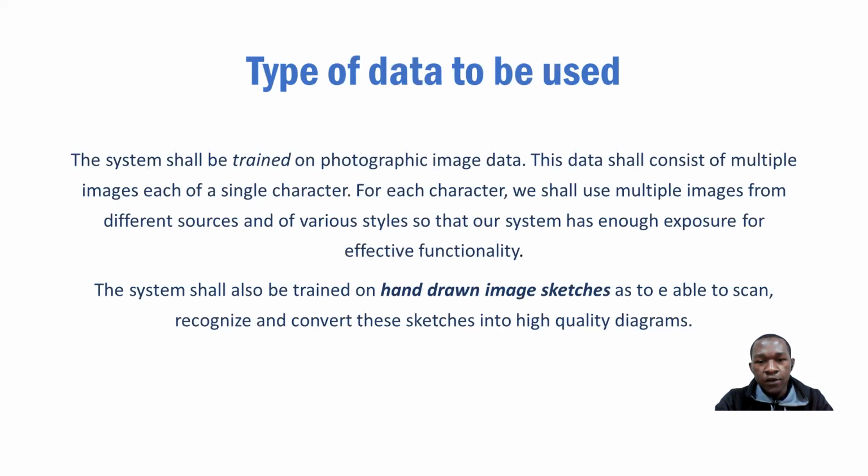Moving on now, the type of data we're going to be using. The system shall be trained on photographic image data. This image data shall consist of images, each image being a single character. Each character shall have various images, the reason being that there are very many styles of the same character. As you know, people have different handwritings, so this gives you different styles. That's why we shall have the same character, but very many images from different sources and different styles.